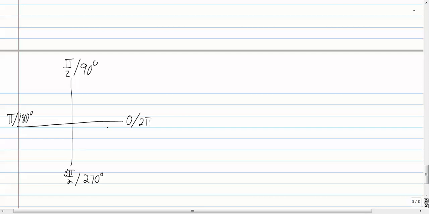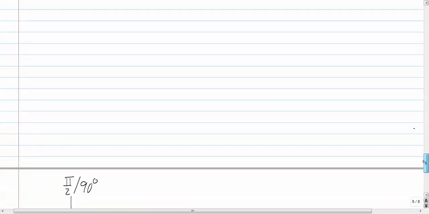The way that we can write that is we can say all real numbers except integer multiples of pi. So like 1 pi, 2 pi, 3 pi, 4 pi, 5 pi, 6 pi. Or we could say 0 pi, which is 0, or negative pi, negative 2 pi, negative 3 pi. So all real numbers except integer multiples of pi, or 180 degrees.